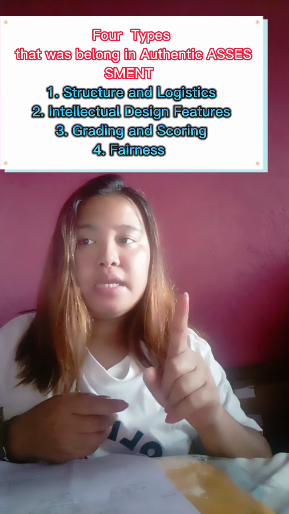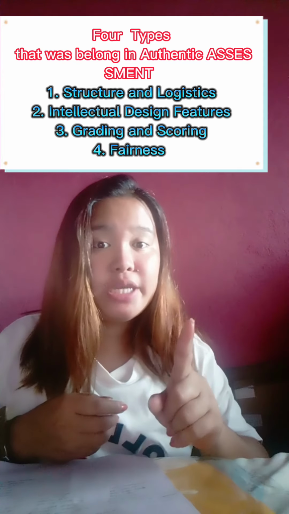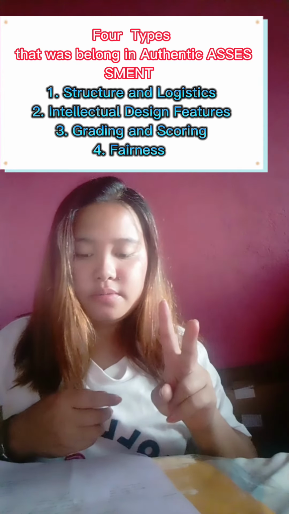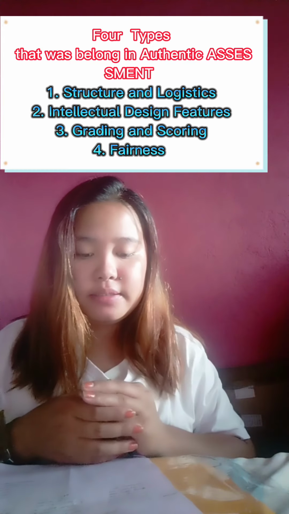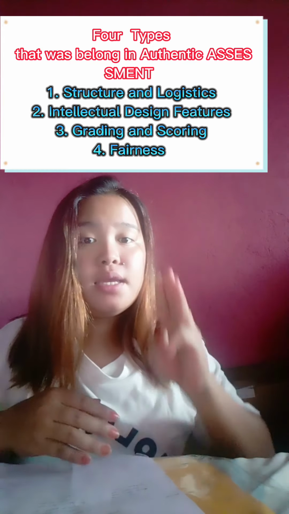1 is structure and logistics. 2 is intellectual design features. And number 3 is grading and scoring. And lastly, it is fairness. So now, let's move on to what is structures and logistics.